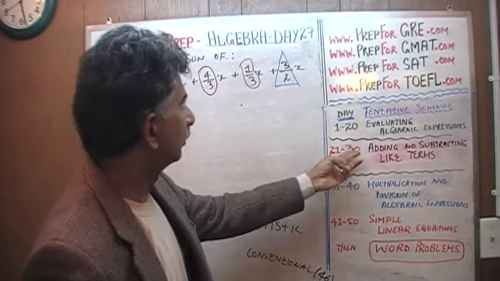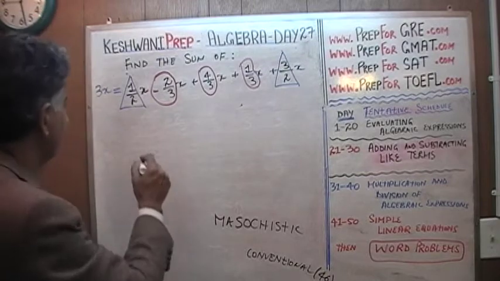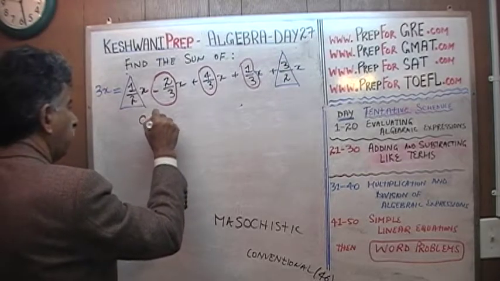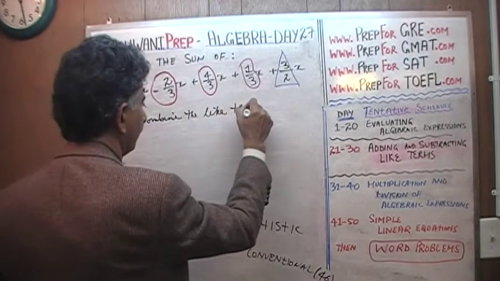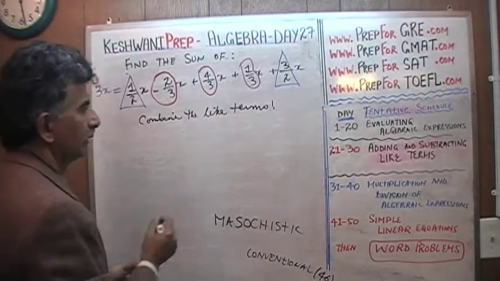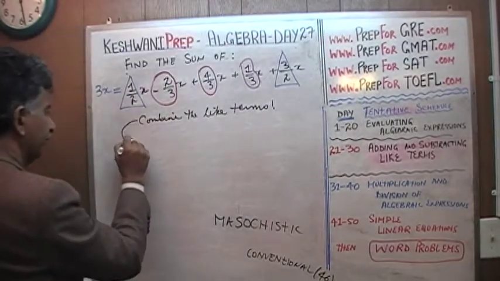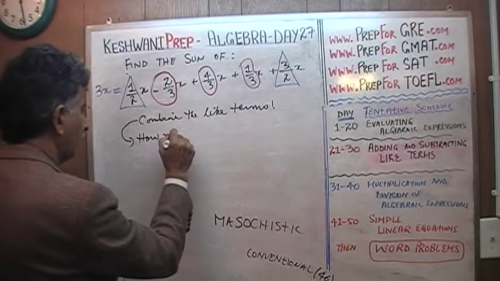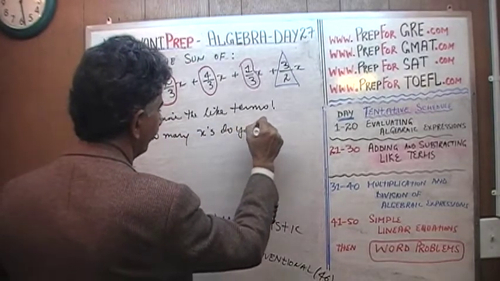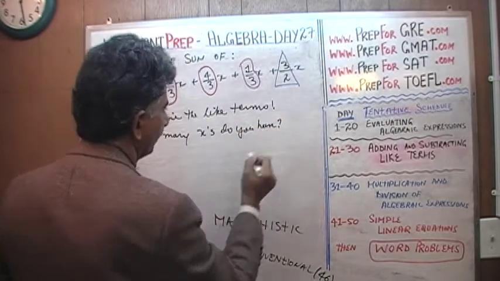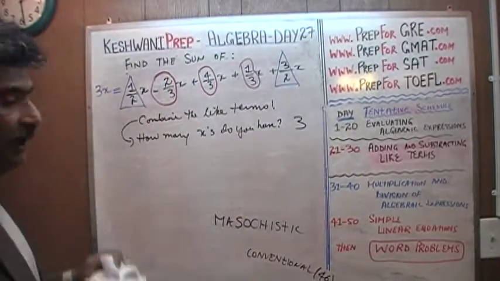What does it mean in the context of this problem when somebody says combine the like terms? It means, in English language, how many x's do you have? And it turns out we have 3 x's. All of this bloody thing boils down to 3 x's.